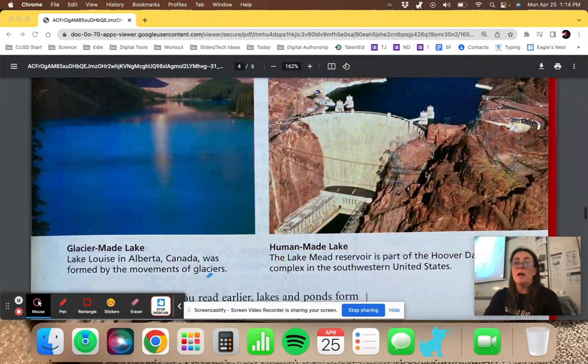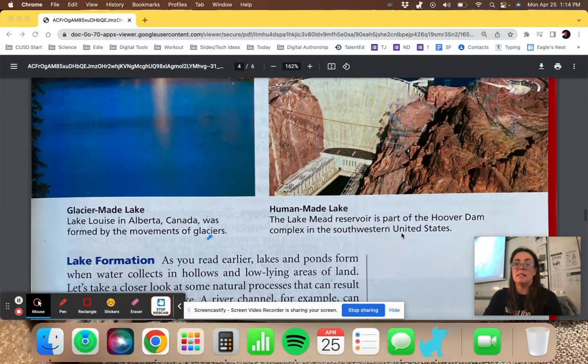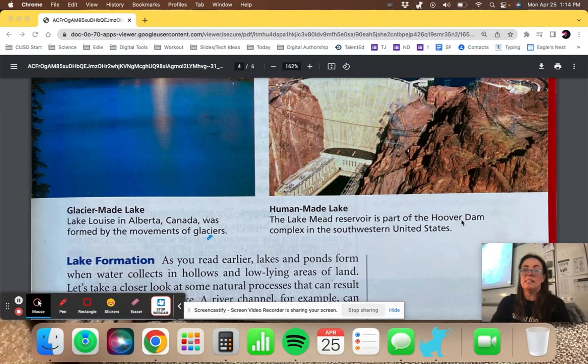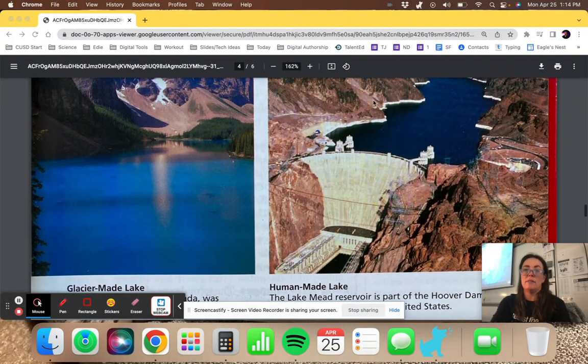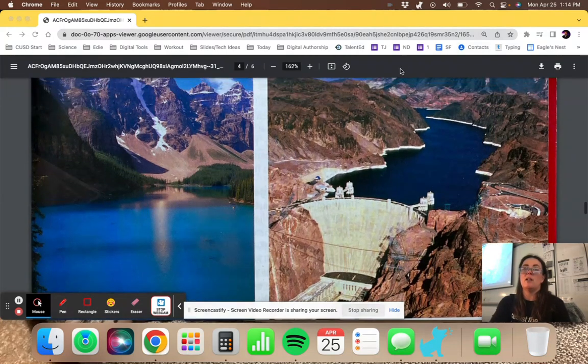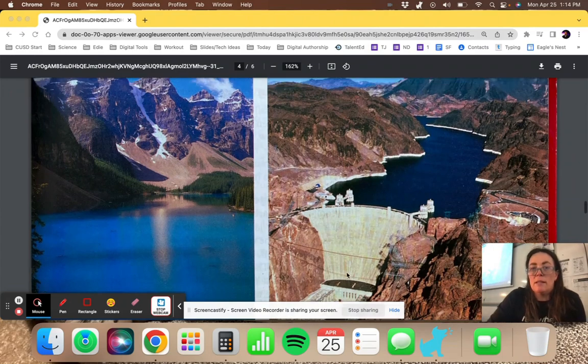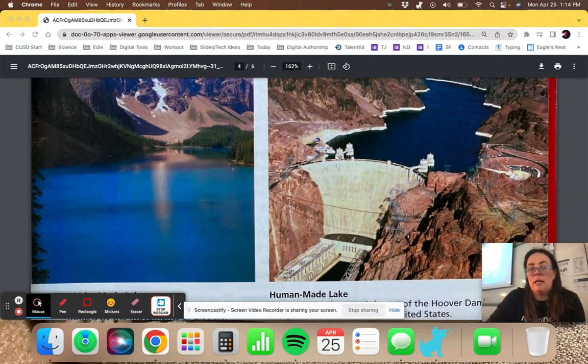Over on the right here, we have a human-made lake. This is the Lake Mead Reservoir, as part of the Hoover Dam complex in southwestern United States. And if you look here, I talked to you about how this Lake Mead is fed by the Colorado River, and they put this dam up. It stops the water from flowing, but they allow the water to go through. They can turn on the turbines, and the water will go through, as we read about, and create electricity, and then it will continue on down its way. But right now, that's Lake Mead.